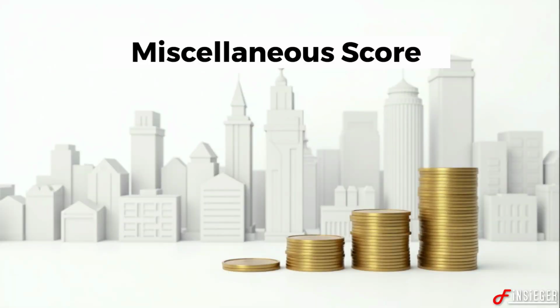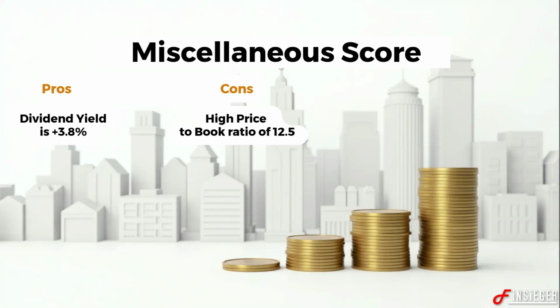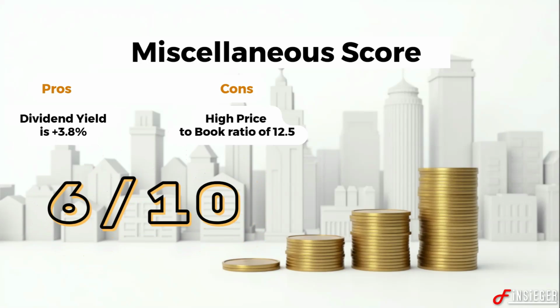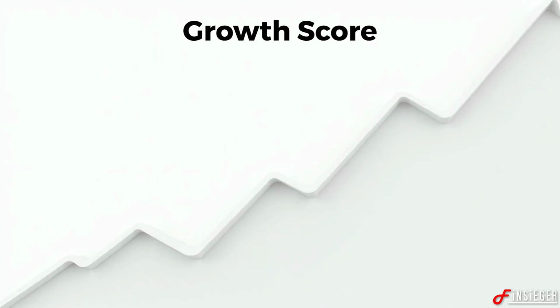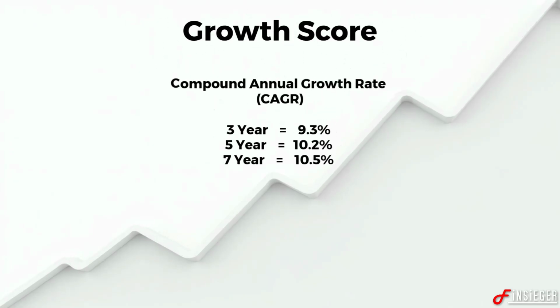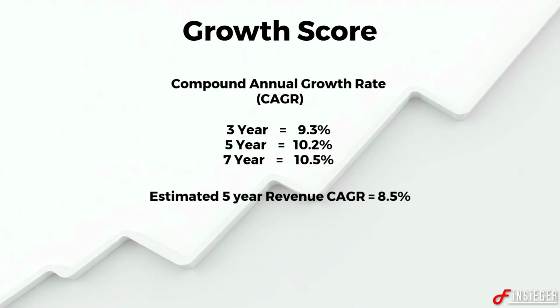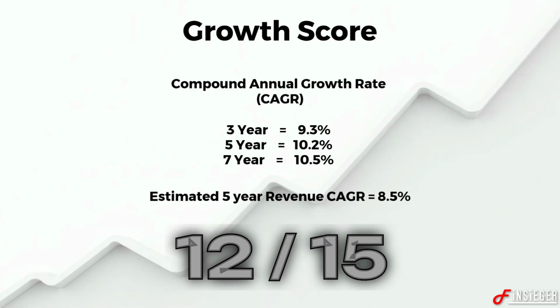In the miscellaneous score, we will be looking for other pros and cons of the company. In TCS's case, they have a good dividend structure, but their PB ratio is a little high. So we have a miscellaneous score of 6 out of 10. Revenue growth in terms of compound annual growth rate for the last 3, 5, and 7 years is consistent around 9 to 10%, which is quite good. The estimated revenue growth for the next 5 years is around 8.5%, which is pretty decent. So the growth score comes to 12 out of a possible 15.